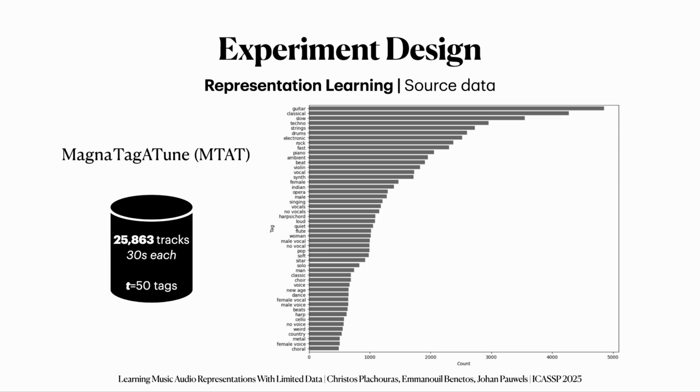For pre-training, we chose to use the Magna-Tag-A-Tune dataset. It's one of the most popular datasets in MIR. It contains around 25,000 tracks, 30 seconds each, and it's a music tagging dataset, usually used with just the 50 most common tags in the dataset. It's multi-label and weakly annotated.